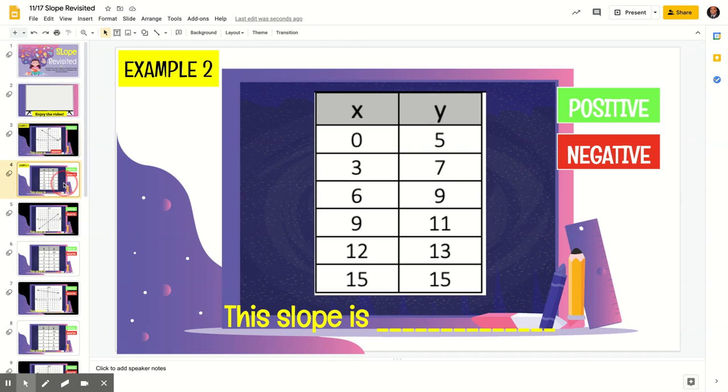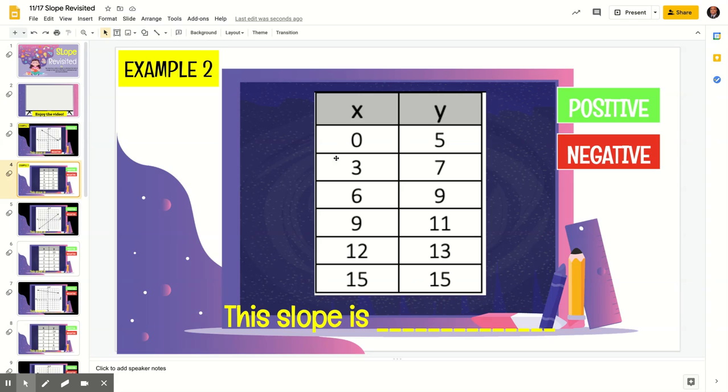All right? But when given a table, I'm going to need to do the same thing, but it's a little bit harder because now I actually have to look at the numbers. I can't just look at a line. So looking at my y here, from 5 to 7, I add 2. From 7 to 9, I add 2. From 9 to 11, I add 2. And from 11 to 13, I add 2. So I'm adding 2 every single time.